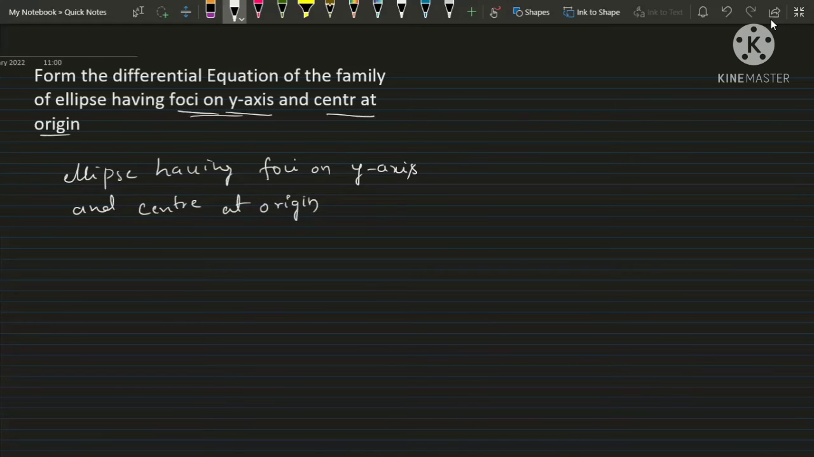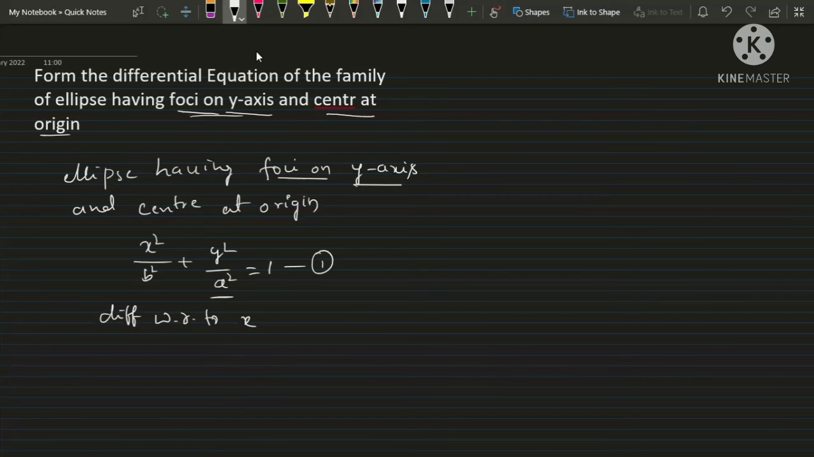What is that equation? It is x square by b square plus y square by a square is equal to 1, because they gave that foci are on y-axis, center at origin. Okay? This is equation 1. Now I will differentiate with respect to x.